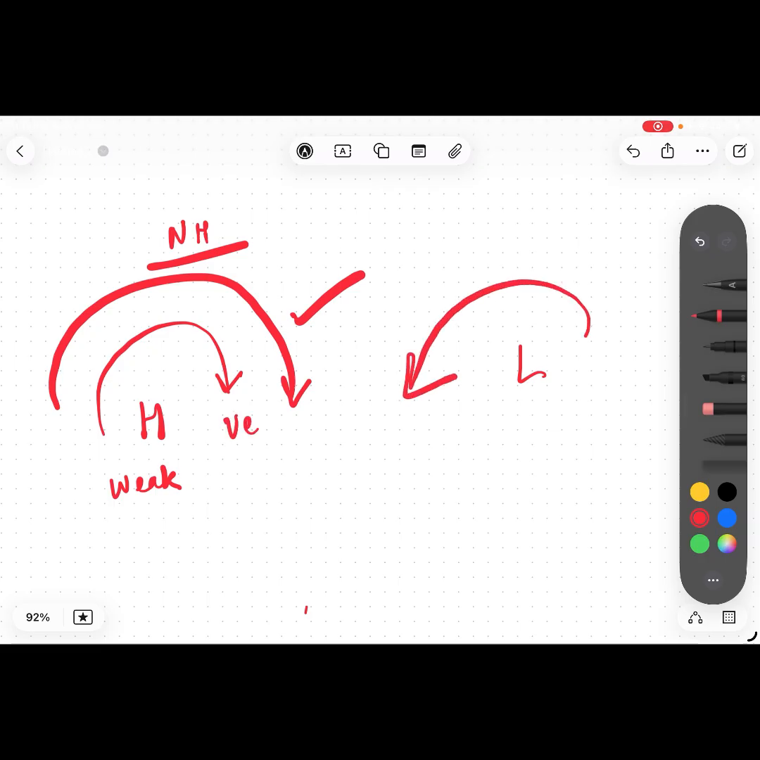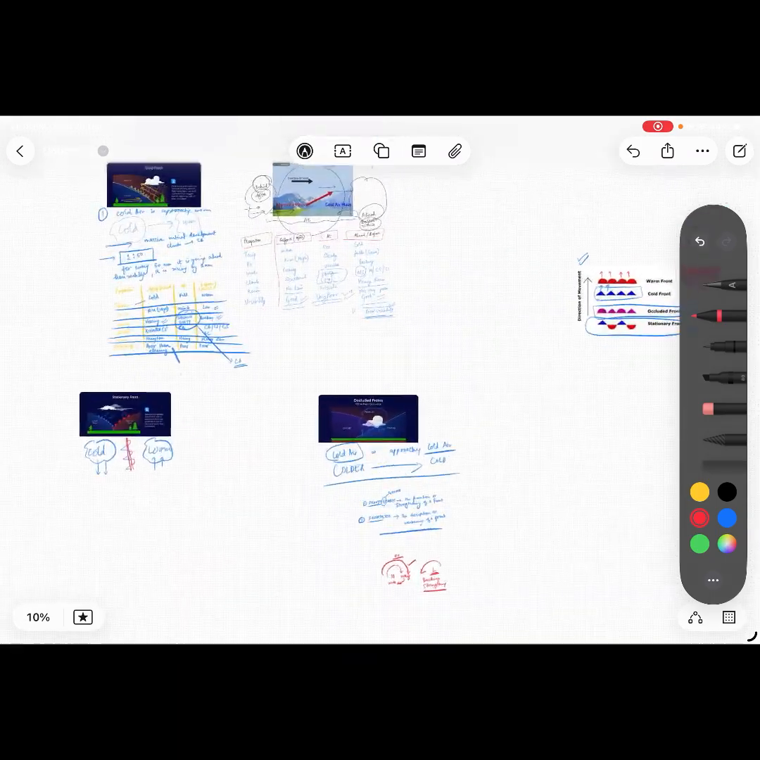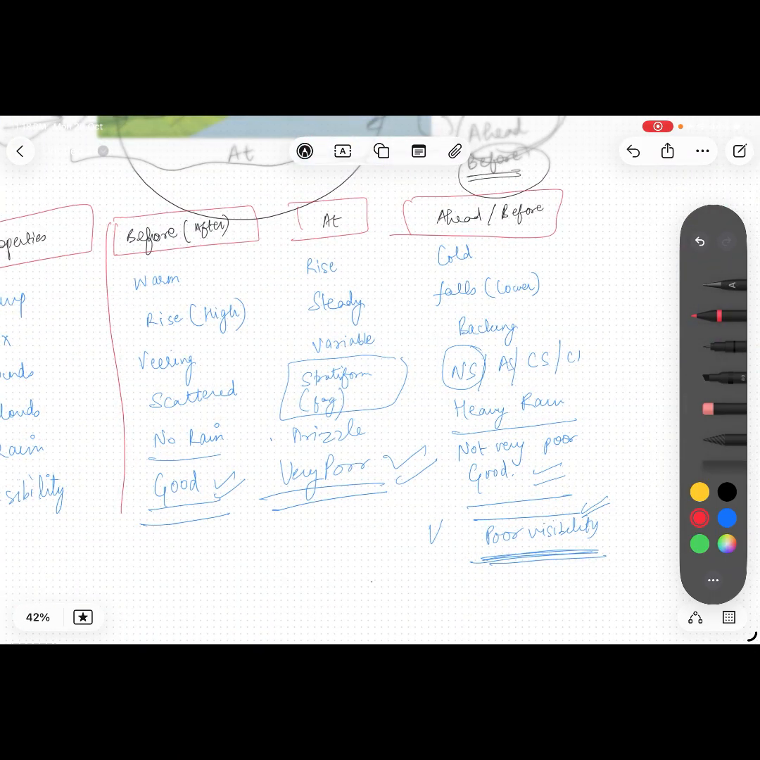Veering was here, and the winds were weak because in high pressure winds are weak as compared to the low pressure area where it was going in the anti-clockwise direction. So it was backing and it was strengthening. Okay. So this is very important. So I'll just go back to these diagrams. So when I said veering, in the veering part, wind was weak. Okay, this is very important.